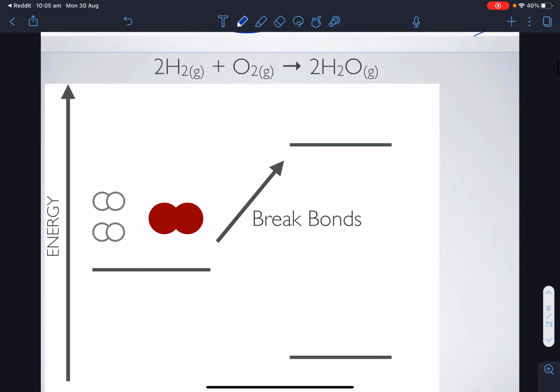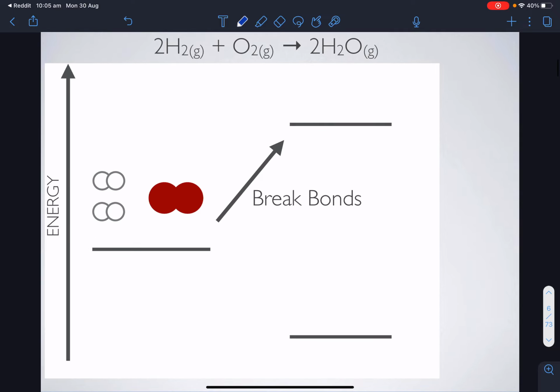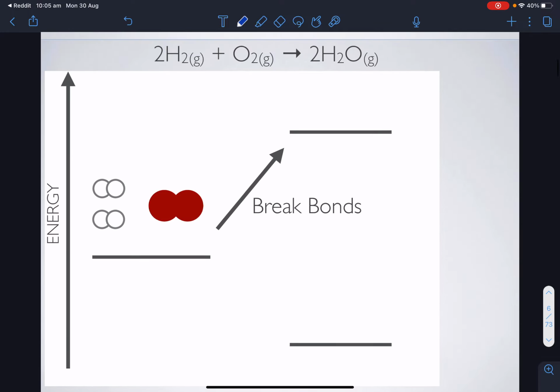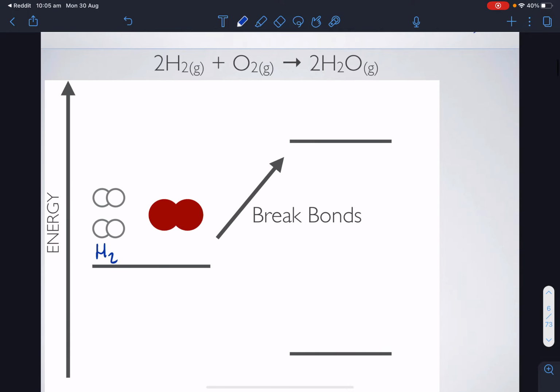Okay, so let's apply this to what we're talking about in that other slide, hydrogen and oxygen reacting to form water. So here we start with H2 and O2, and we're going to break their bonds. Let me just write down here, 2H2. Oh, help if I could write 2 and not H.